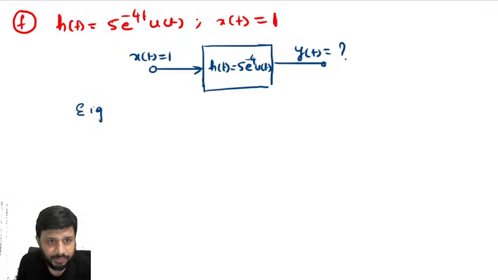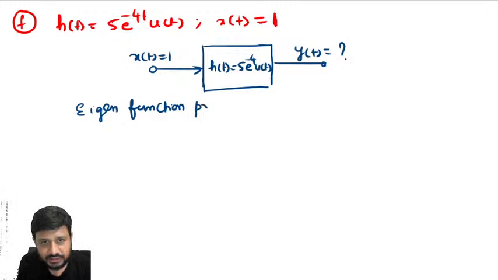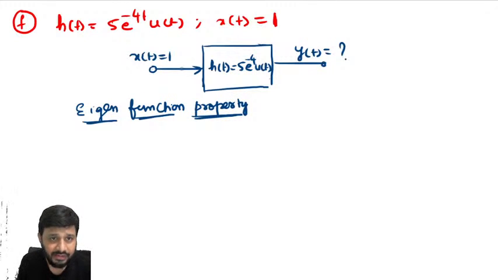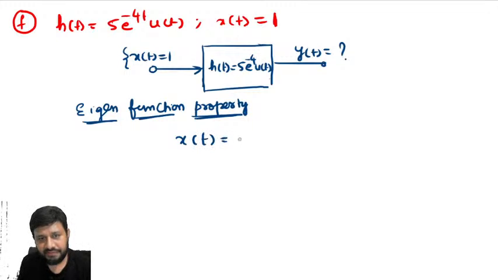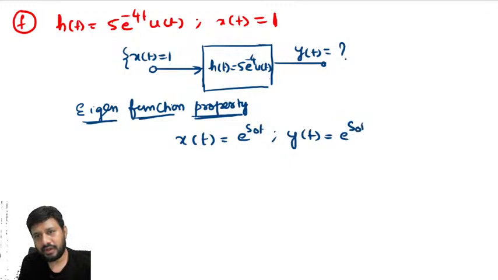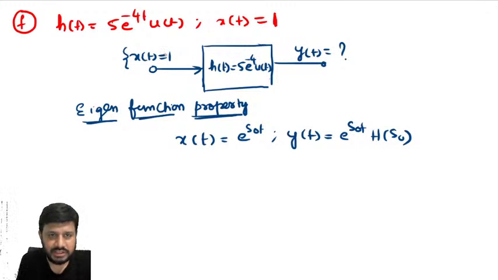What is the eigenfunction property of Laplace? In the very first class I told you, we cannot find out the Laplace transform of 1, but given these kinds of signals as input, we can find out the output using the eigenfunction property. In Laplace, if x of t is equal to e power s naught t, y of t is the same e power s naught t multiplied with H of s naught. Remember, whenever you have these kinds of constant signals, you go for the eigenfunction property.